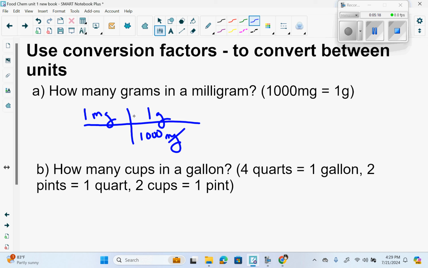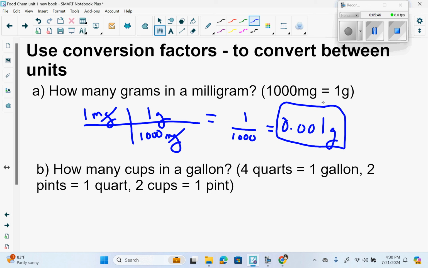Why did the milligram come down here? Because you want it to cancel. And if your numbers are top to bottom, you divide. So if you have a calculator, the top is just 1, and you would divide it by 1,000 and see what you get. So 1 divided by 1,000 is 0.001, and that's gram. So there might be a lab or two where you might have to do this. I wanted to refresh this.